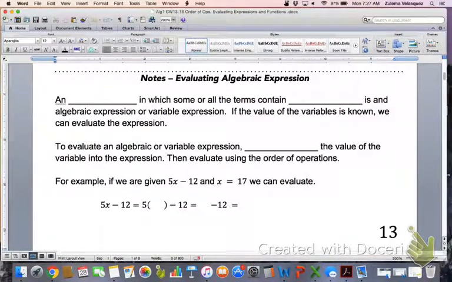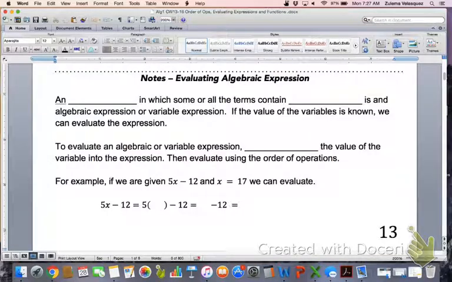Hello everyone, today we are going to be going over our notes, which is on evaluating algebraic expressions. So this assumes that you know how to use the order of operations, meaning what operation goes first: parentheses, exponents, multiply, divide, and then add, subtract last. So we're going to start by going over the definition of an algebraic expression, first of all.